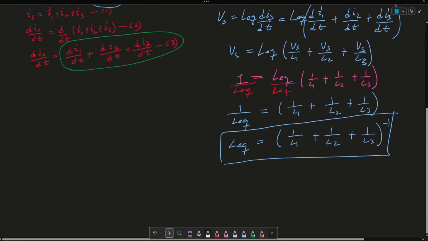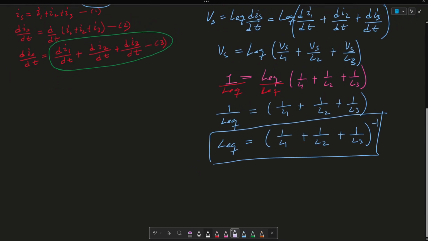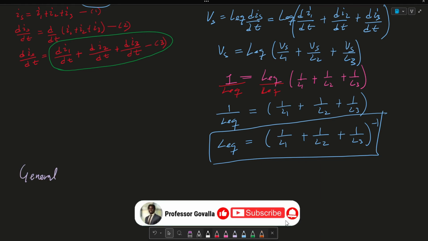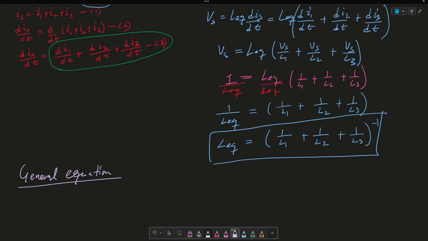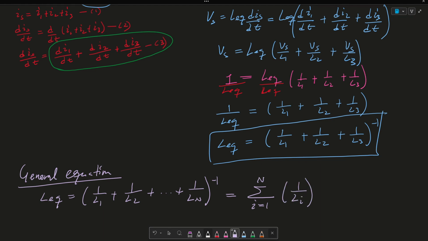So what I'm going to do now is write a general equation. The general equation for inductors in parallel is L equivalent is equal to the inverse of 1 over L1 plus 1 over L2 plus dot dot dot plus 1 over Ln. Or we could say this is the inverse of the sum from i equals 1 to N of 1 over Li. So that's your general equation.